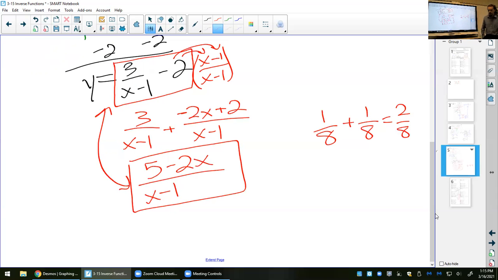So depending on what the answer choices look like, if you do the work and you get this answer, but you don't see it, then you might have to go through this extra step to simplify it down to one fraction. Okay? But really, we're just continuing on practicing how to write inverse functions.